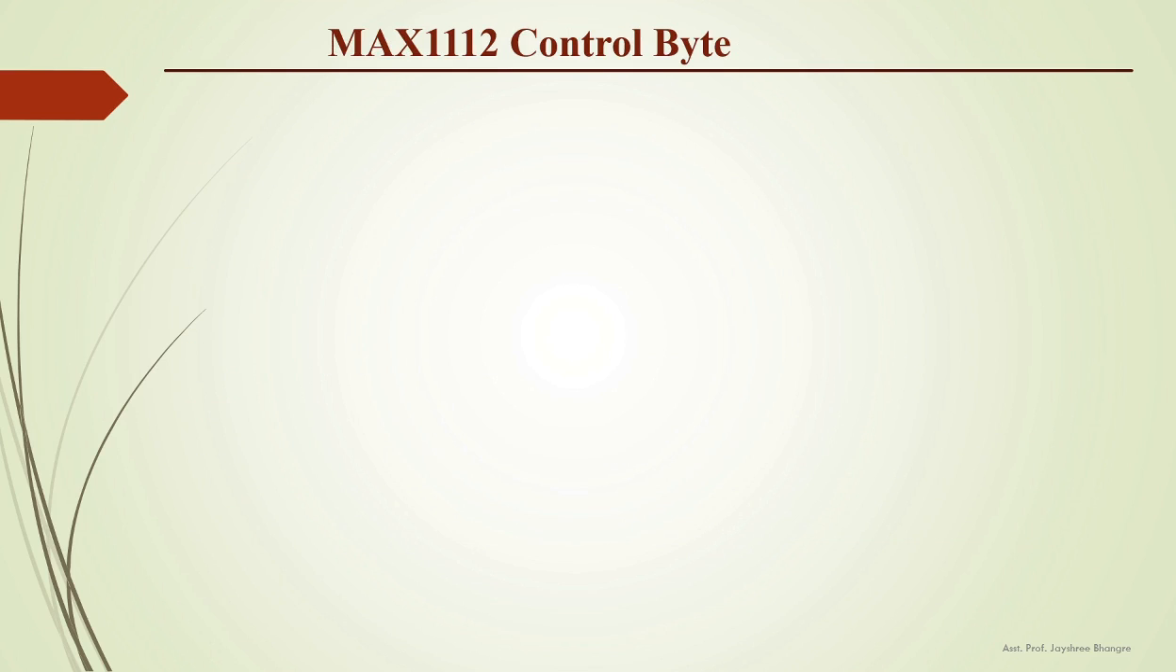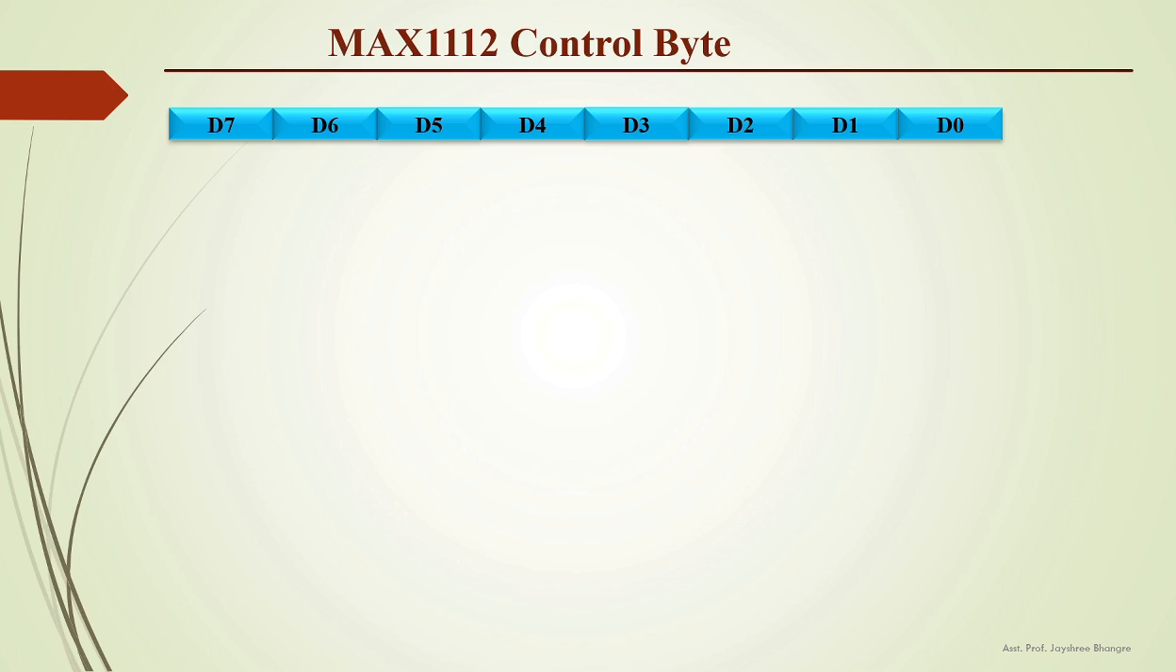Here is the control byte that is used to select any one channel out of the available 8 channels. Then we can select the mode of operation using this control byte, that is unipolar or bipolar. We can even select the modes, that is, if we want to use the channels in single-ended mode or in differential mode, we can select that using this control byte.